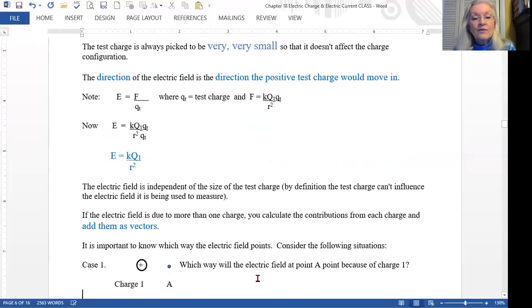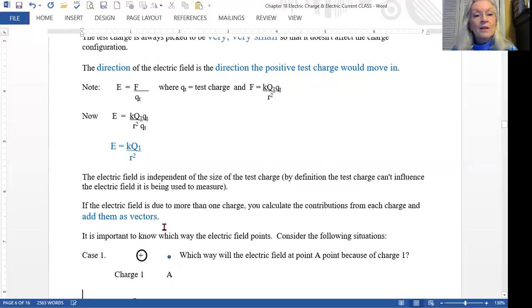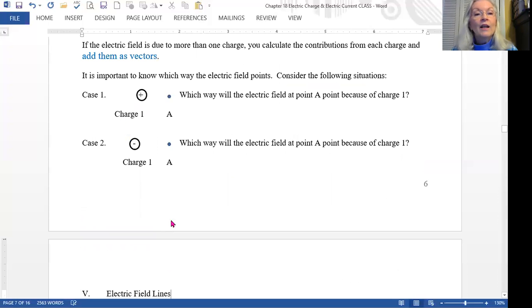Electric field can be due to more than one charge. And if that's true, what you do is you look at each contribution and then we add them as vectors. We'll do some examples of this in case you don't remember how we did that last semester. So let's start out with our cases.